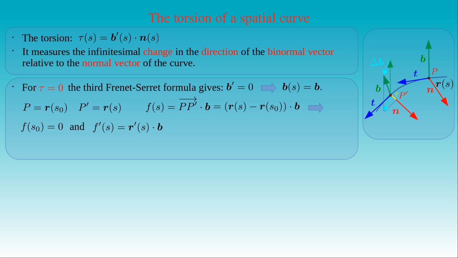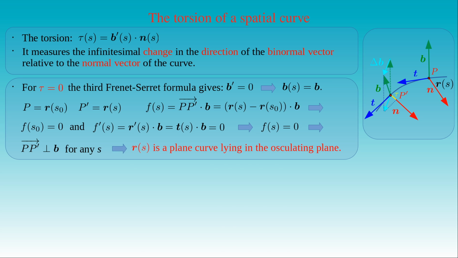By using the definition of the tangent, we can substitute the vector r' with the tangent t, which is perpendicular to the vector b. Then we obtain that the derivative of f vanishes. That is, the function f is constant. But we already know that the function f at s0 is 0, which means that the function f is identically 0. As a result, the vector PP' is perpendicular to the vector b for any arc length parameter s. Then our main conclusion is that the curve Rs is a plane curve lying in the osculating plane. Remember that the binormal vector b is the normal of the osculating plane.